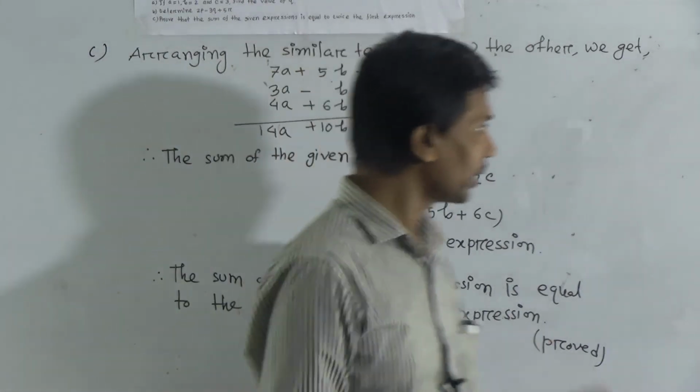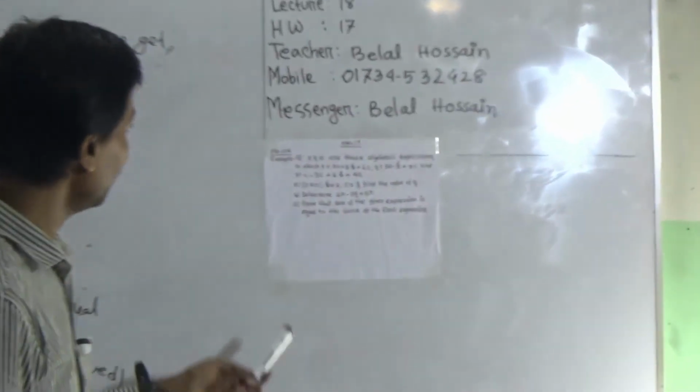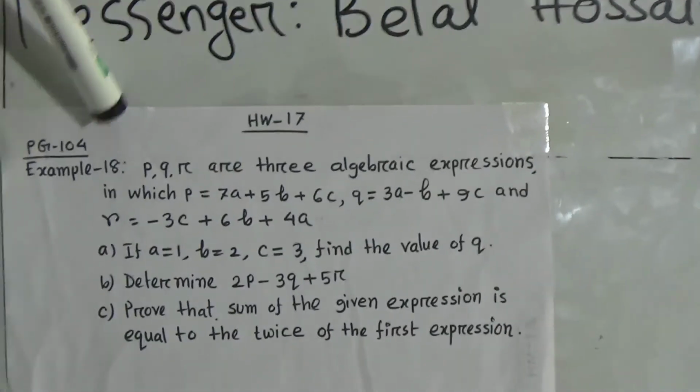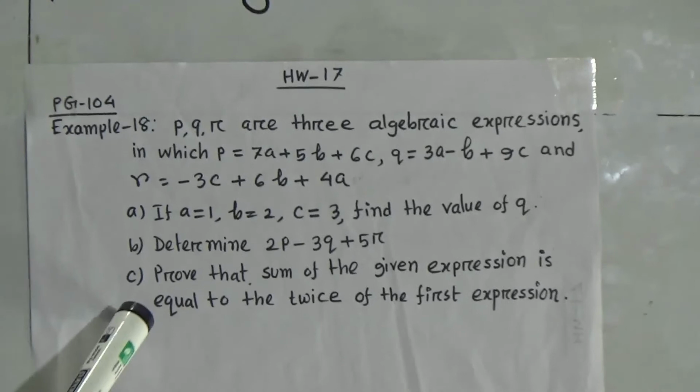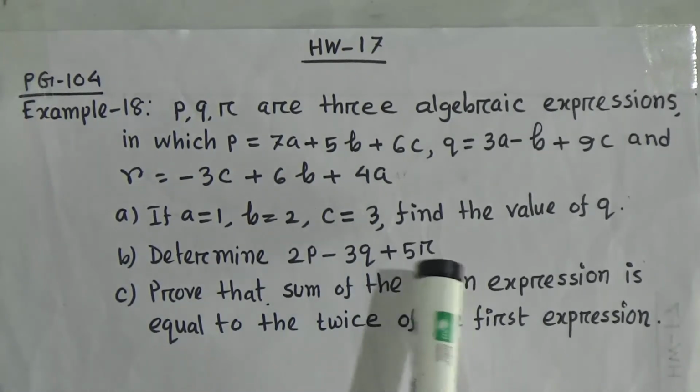Dear student, now I want to talk with you about your SW topic. You see SW number 17, page 104. This is your SW. I have changed here: there is written in your book minus 5R. This will be plus 5R.